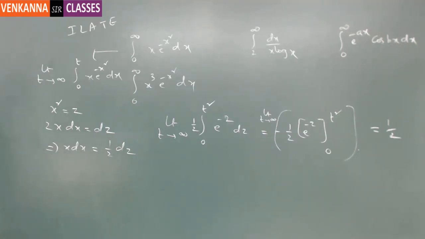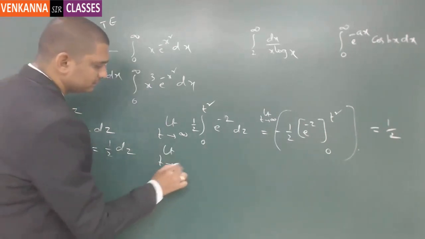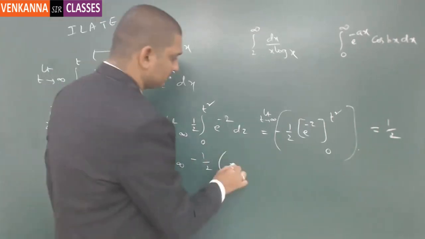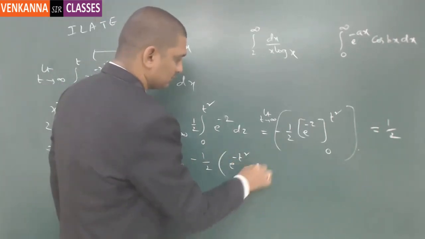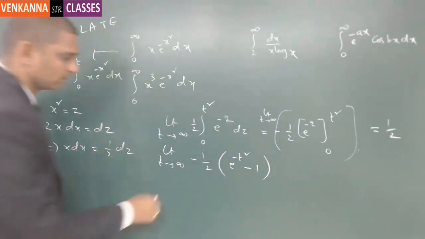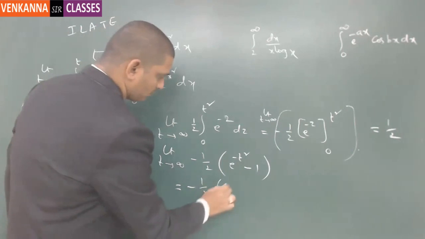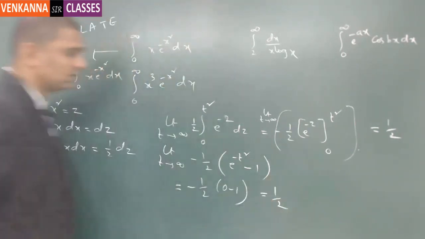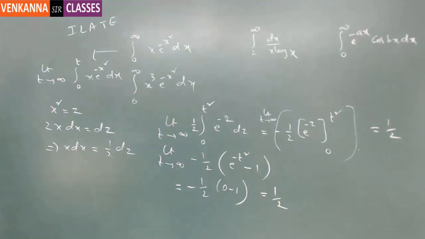So 1 by 2 into upper limit minus lower limit, if you apply, minus 1 by 2 into 0 minus 1 you will get. I will say you are going to get the value as limit t tends to infinity, minus 1 by 2 into... this was the value you are going to get. Please check.